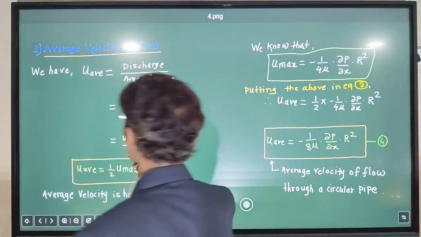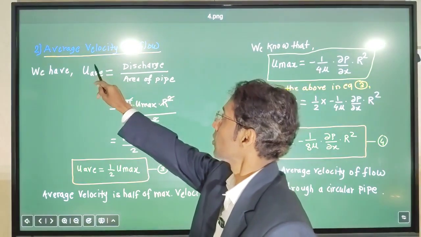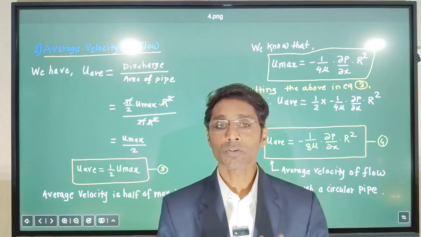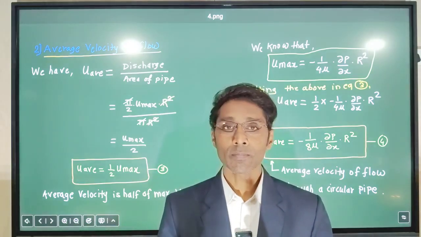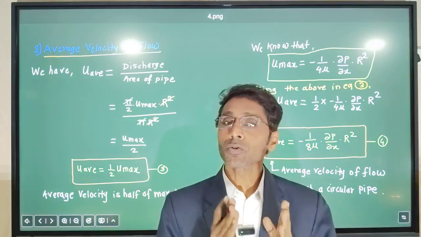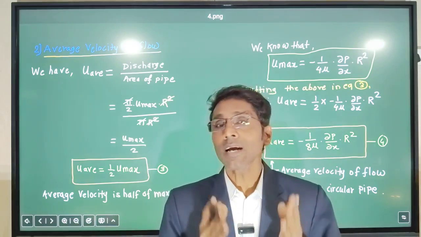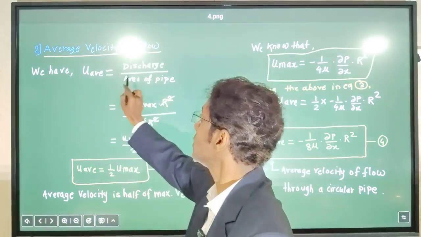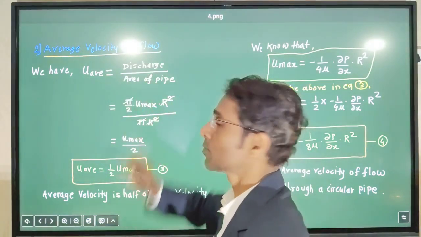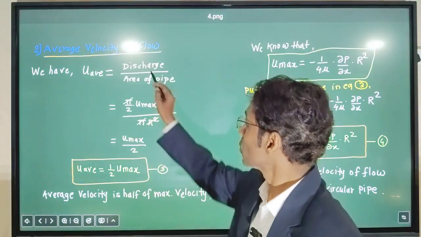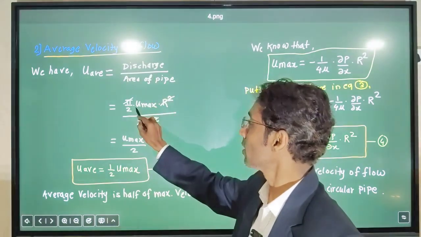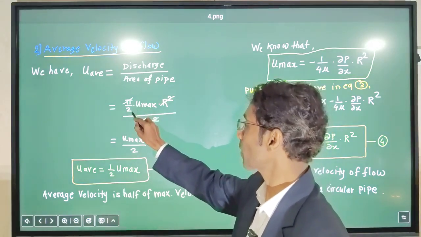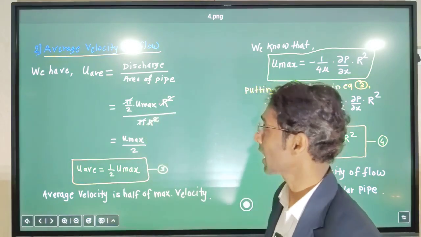Now in the second part, that is for the average velocity of a flow, as we have discussed already, the continuity equation Q is equal to AV. So discharge is equal to area into velocity. Arranging that equation in the form of velocity, we can write average velocity is equal to discharge upon area of that fluid element. The discharge we obtained in the last slide, that is pi by 2 u max into capital R square.